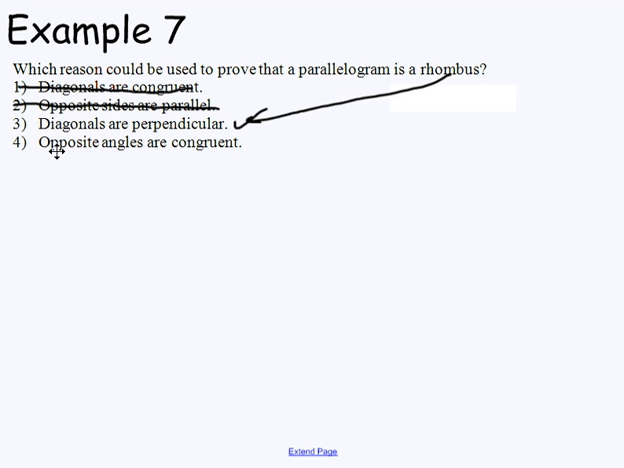Even though choice 4 is also true for a rhombus, sorry about that, choice 4 is also true for all parallelograms. And we want to be specific. We want to prove it's a rhombus, so choice 4 is not the answer. So the answer is choice 3.